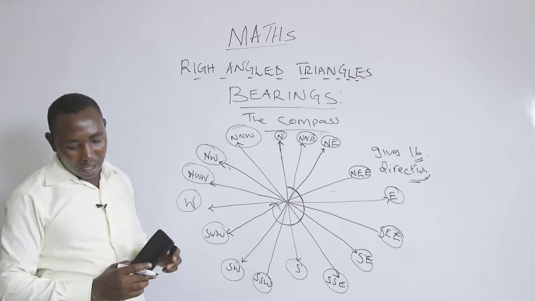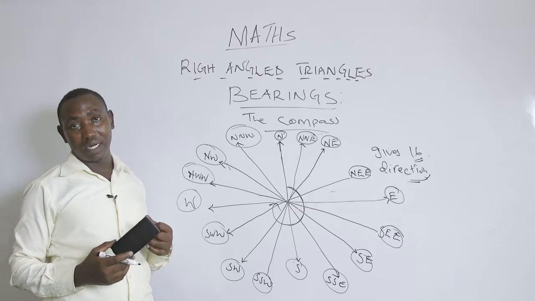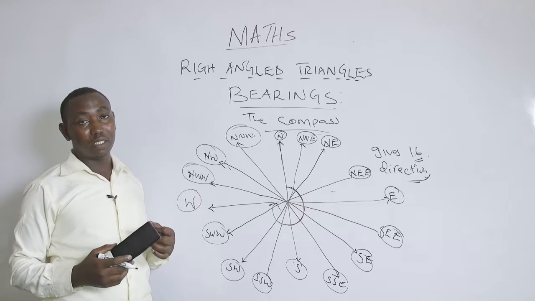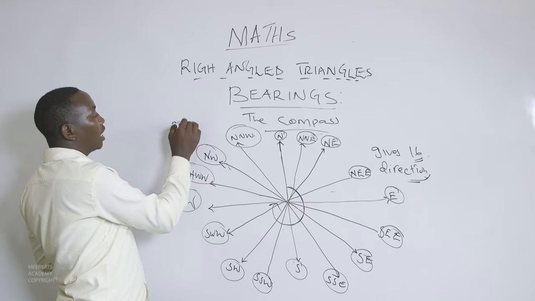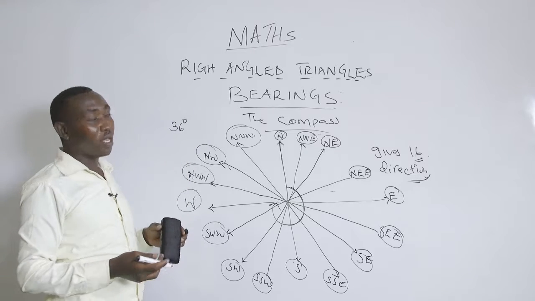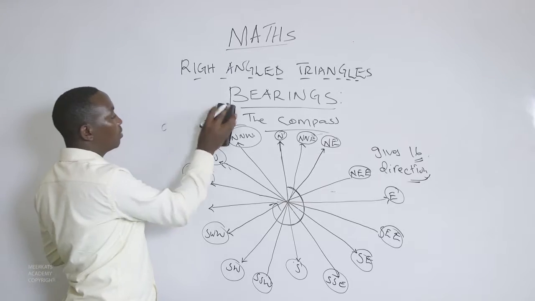And in case an angle is less than 100, that is less than 3 digits, you must add a 0. So we cannot talk of an angle of 36 degrees from the north. You must add a 0 so that you talk of 036.